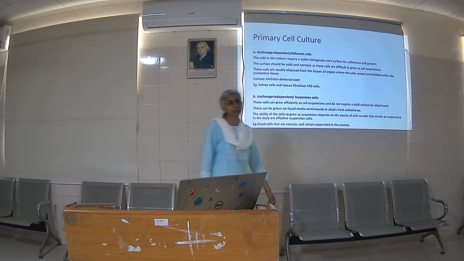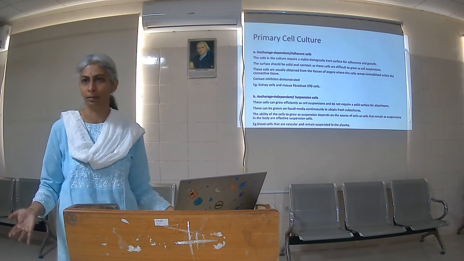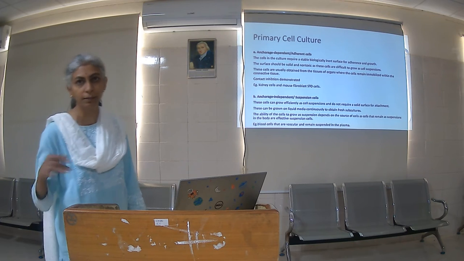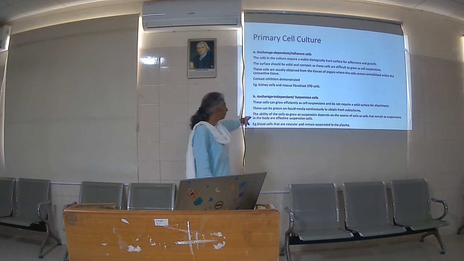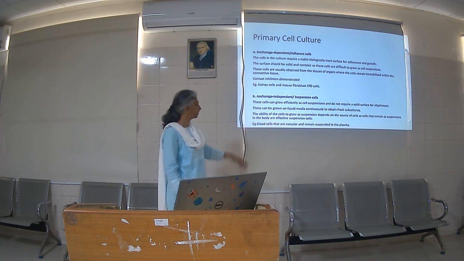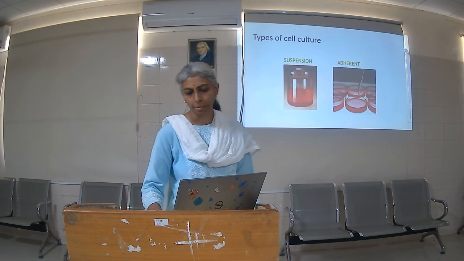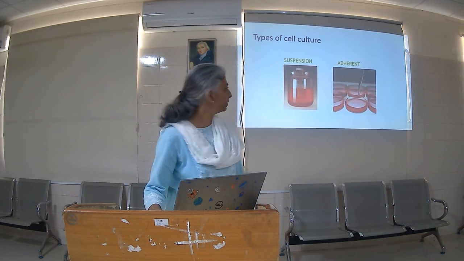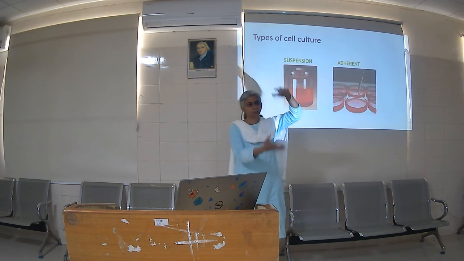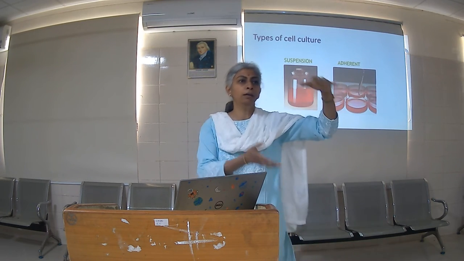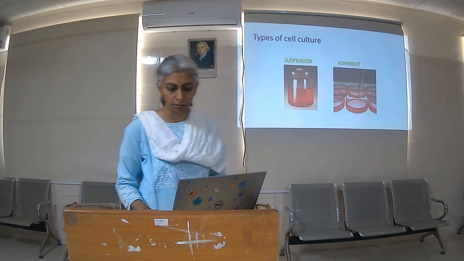On the other hand, there are some cells which even in our body behave as cell suspension. They don't need a surface. They are floating around, like our blood cells. We don't have blood cells sticking somewhere unless there is a reason. So these can be grown in liquid media. Blood cells are typically used as suspension cells. Suspension cells are typically grown in roller bottles. There are different incubators designed for suspension cells, so you can just keep those suspension cells on racks.